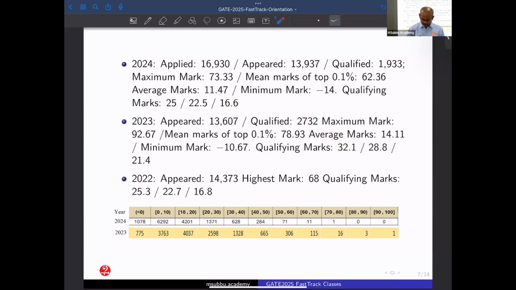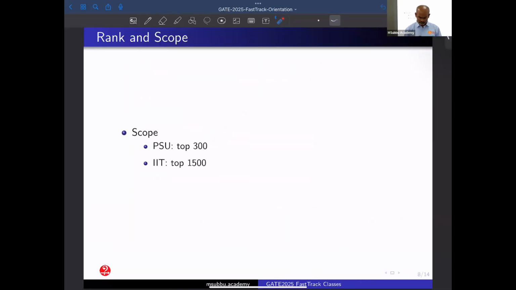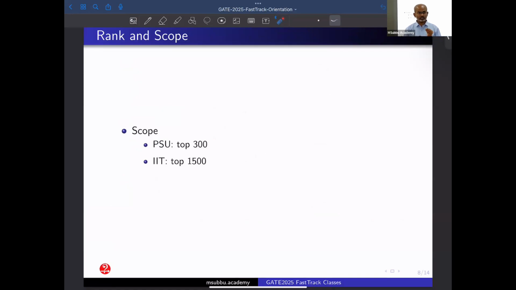What we expect is the top 1.1 percentile, or the 99.9 percentile, we need to get. For that, how much is needed? For example, this top one for 2024 is 62.36. So anything over 62.36 gets a percentile score of 99.9, which is possible with systematic and focused preparation. As I said, for PSU the good chances are with an all India rank within 100, or up to 150.